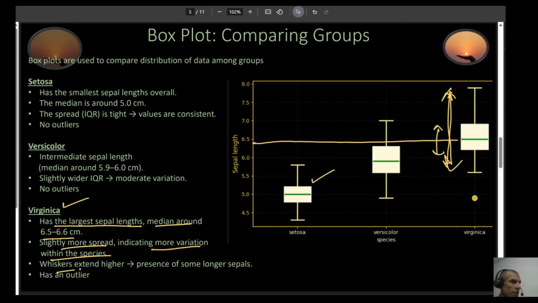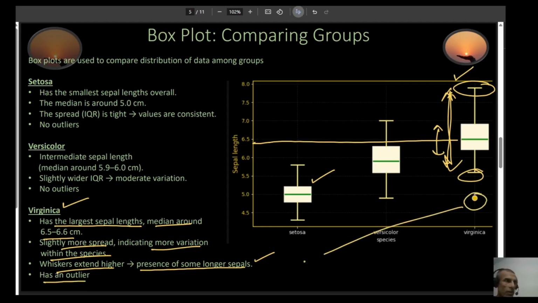And then the whiskers extend higher. In other words, that indicates the presence of some longer sepals. You can see your whisker over here, and this particular whisker is extending a little higher. So that tells me that there are some really long sepal lengths. And it has one outlier. You can see that from here. This is your outlier right here.